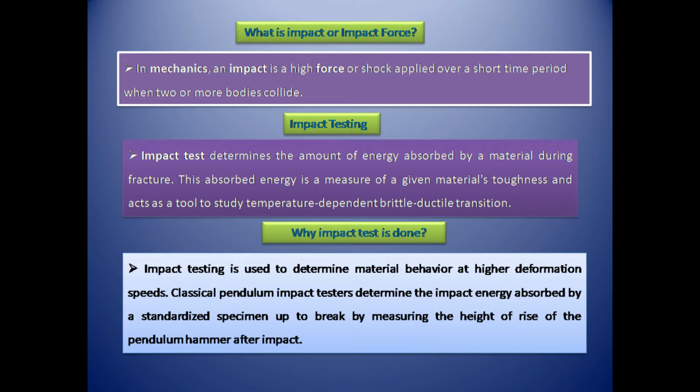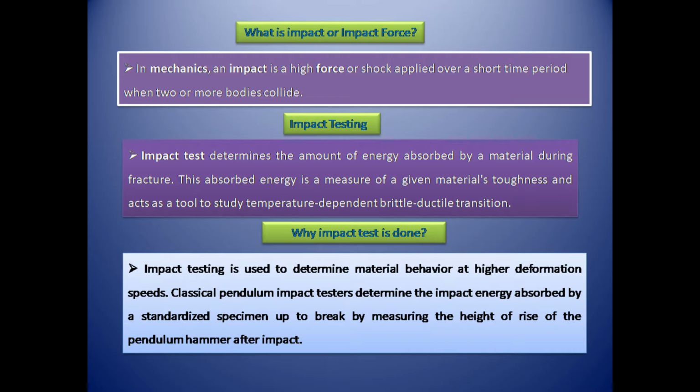Now, what is the purpose of impact testing? The purpose of an impact test is to determine the ability of the material to absorb energy during collision. This energy may be used to determine the toughness, impact strength, fracture resistance or impact resistance of the material, depending on the test that was performed and the characteristics that are to be determined.